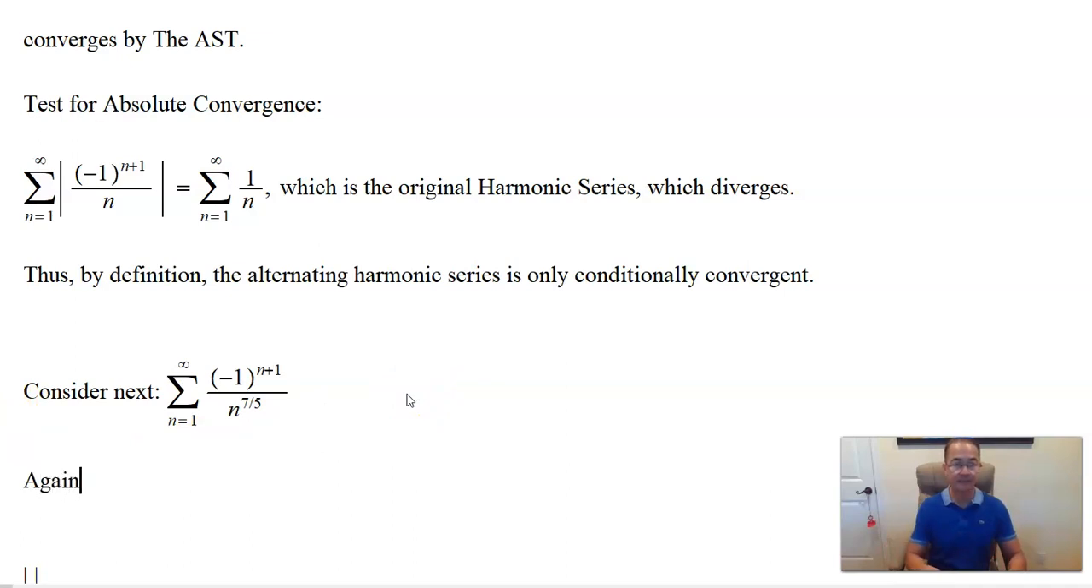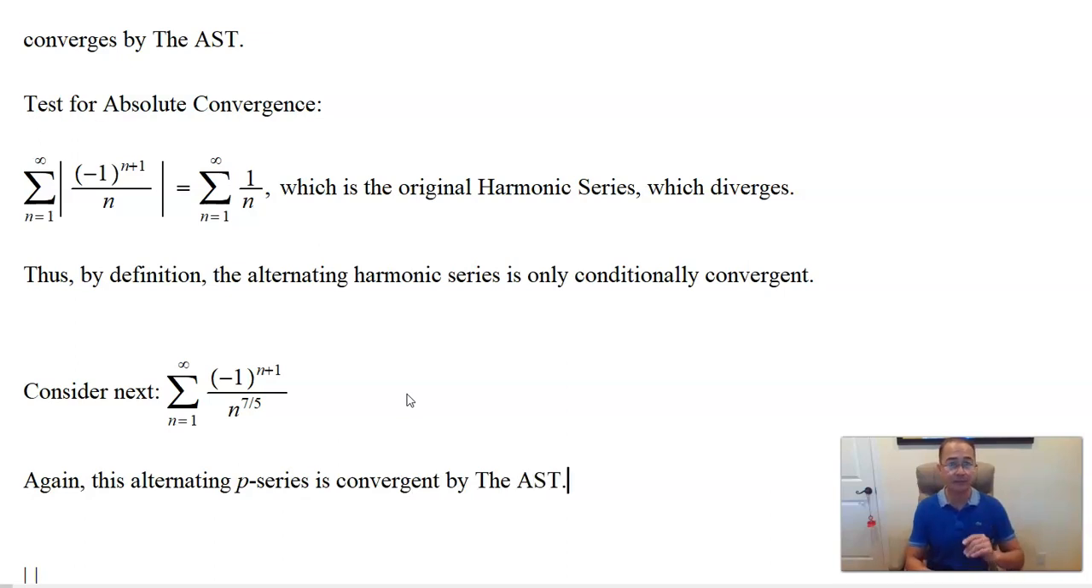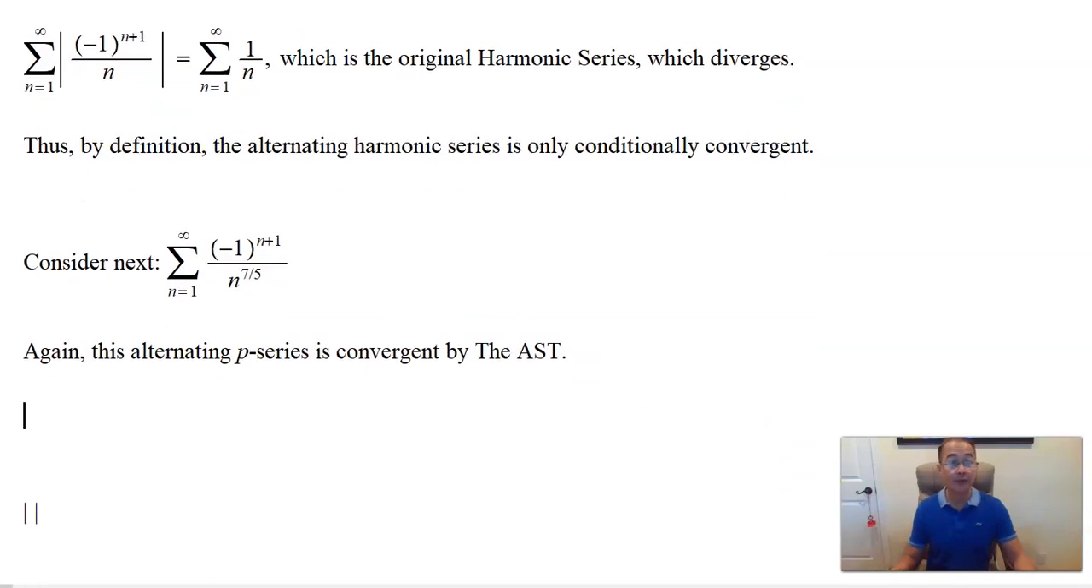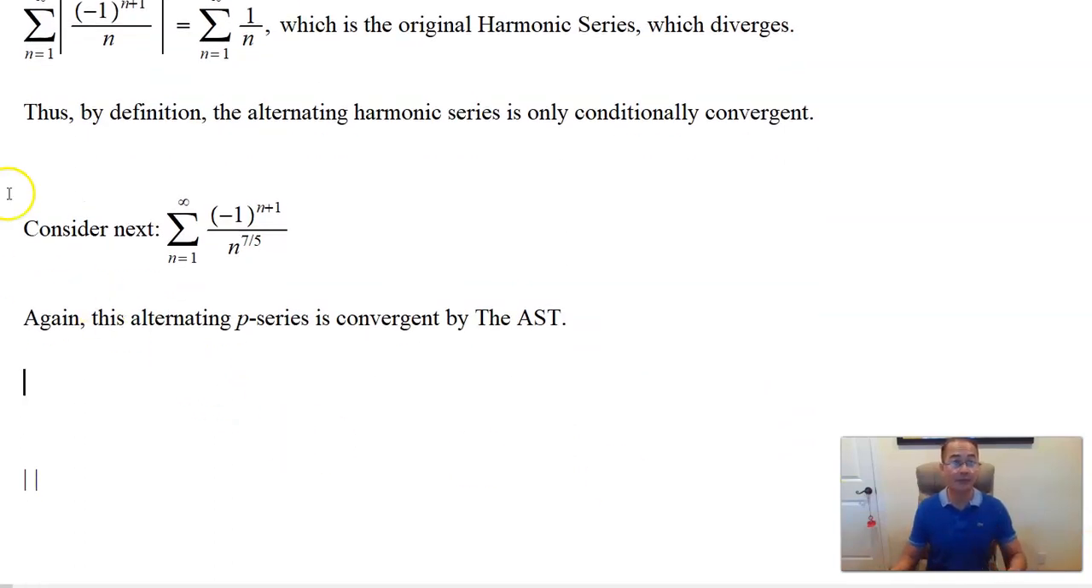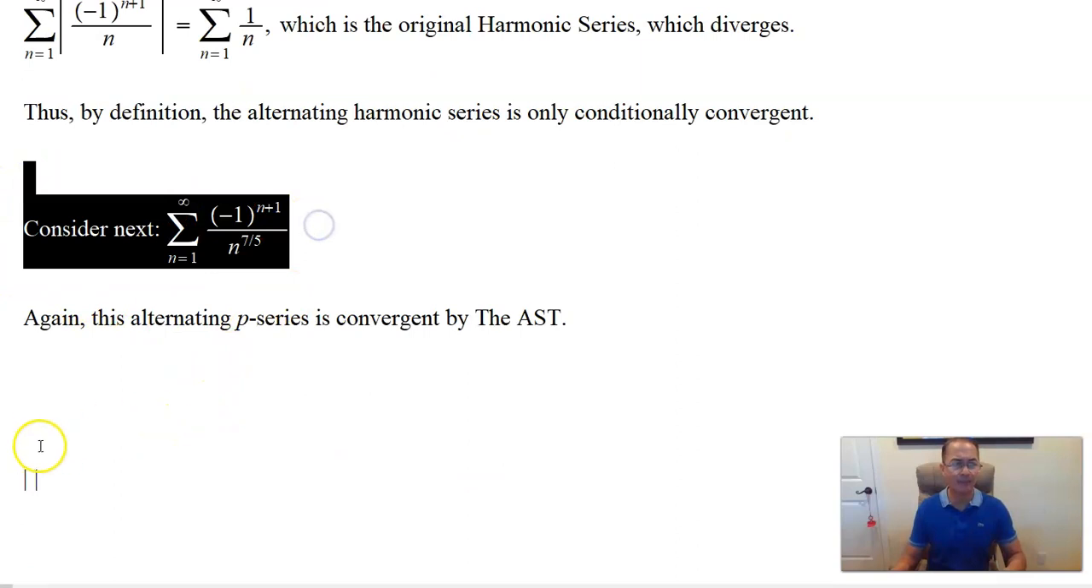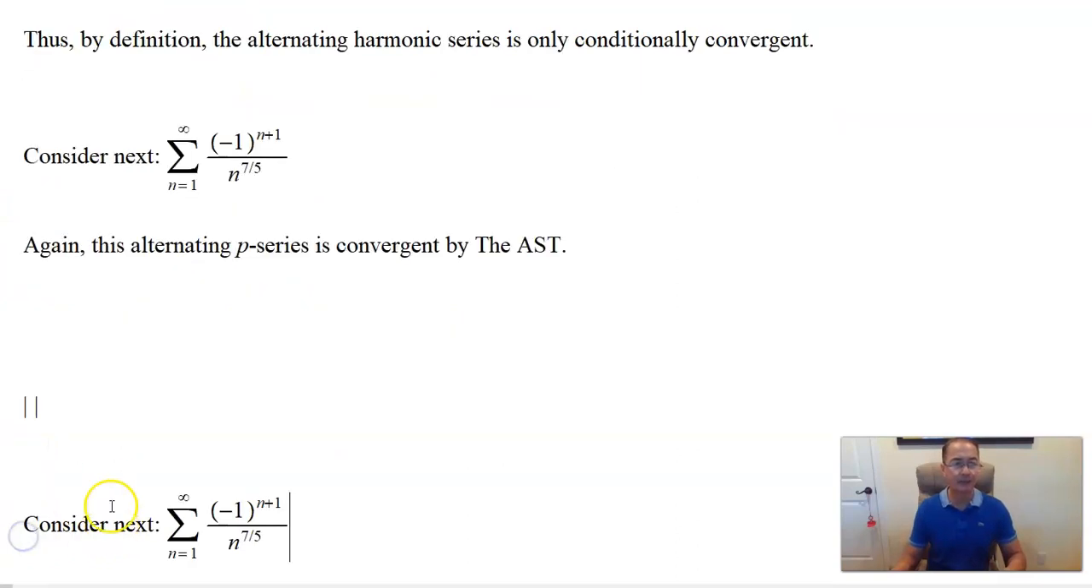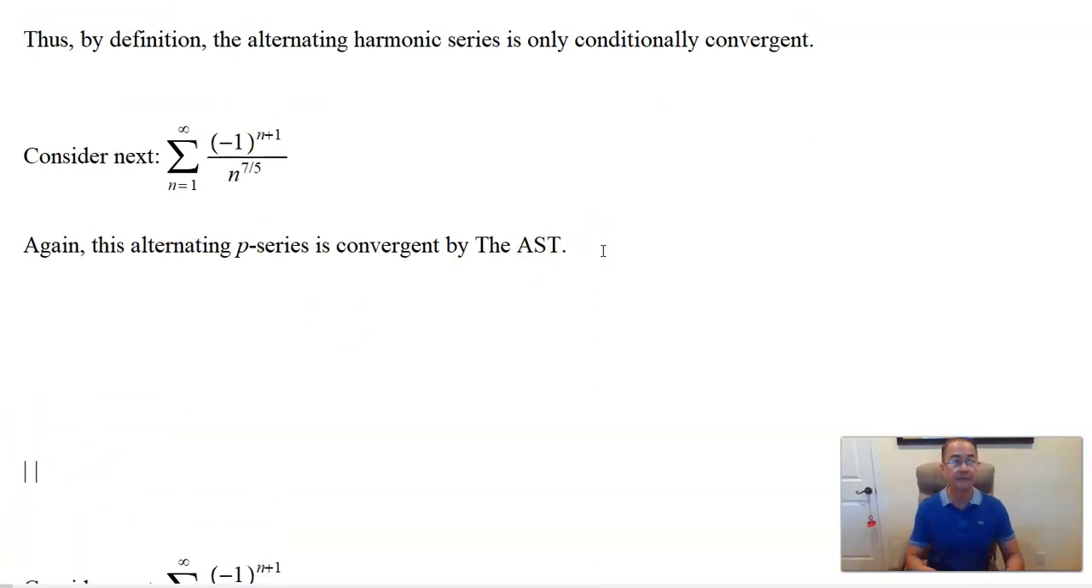So again, this alternating p series is convergent by the AST. All of them are. It doesn't matter whether you put 7 over 5 or 1 or 5 over 7, which is what we're going to do in a little bit. Why don't I make a copy now? Okay, so let's put that over here. Okay, so again, test for absolute convergence.